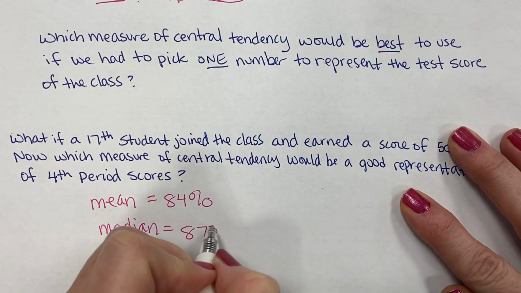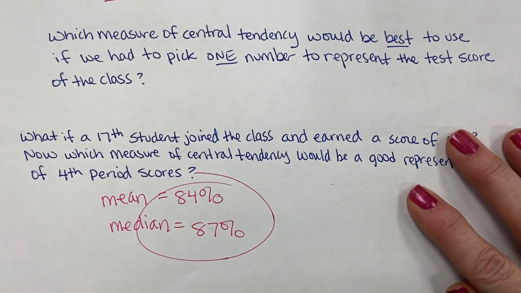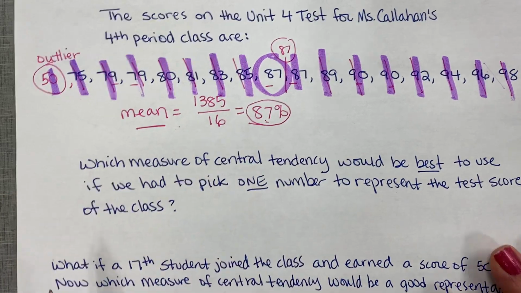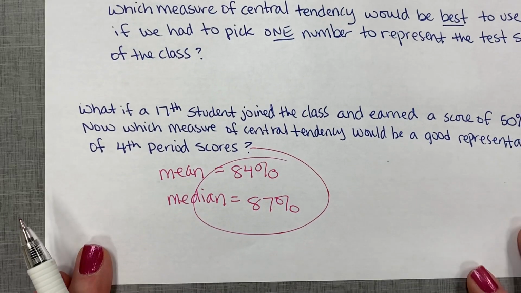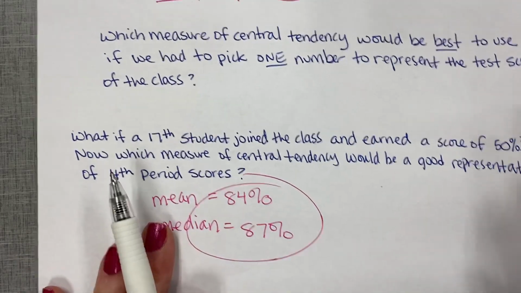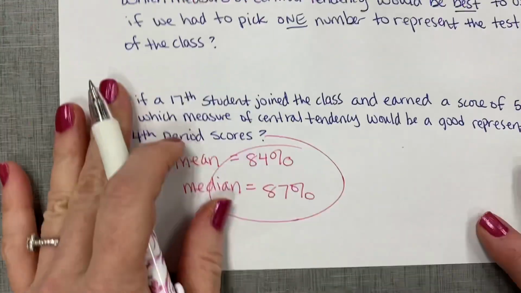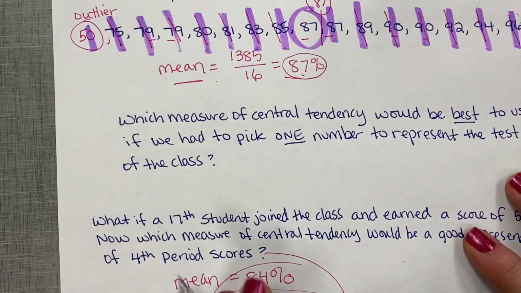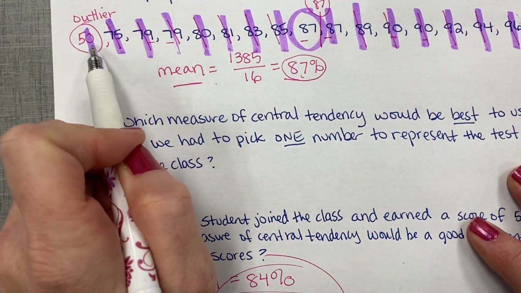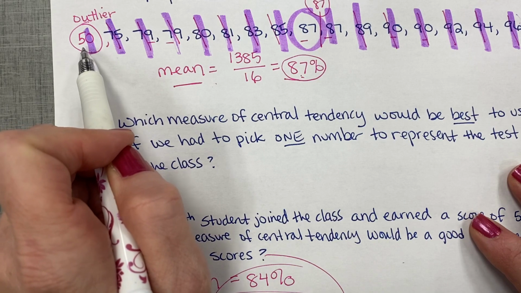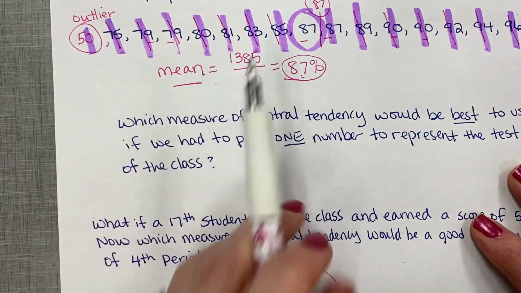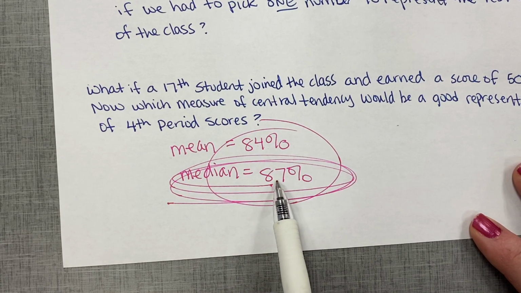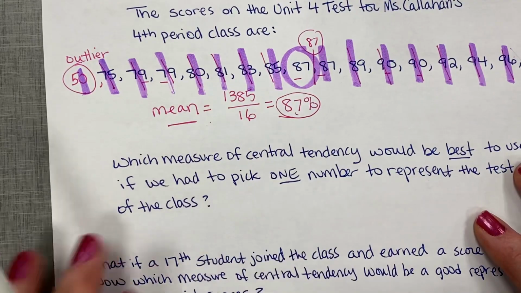Which do you think, if you had to choose one number to represent the scores on the test of the fourth period class, should I go with 84 or 87? Me personally, because of this outlier, I would go with 87. Because I think this is a better representation. This student who didn't study or didn't try as hard or something bad happened that day, something happened there and it's dragging the average down 3 percentage points. I think a better representation of the majority is sticking with the median at 87.